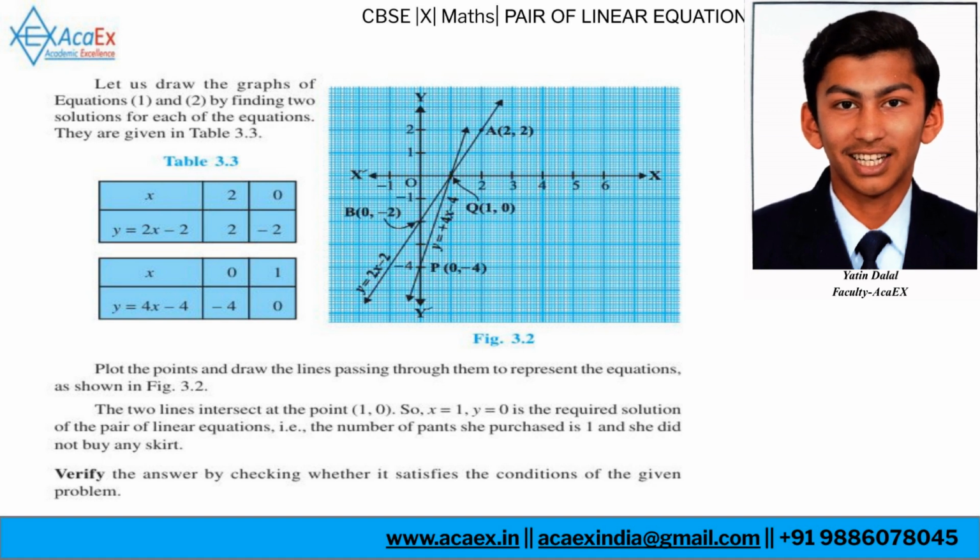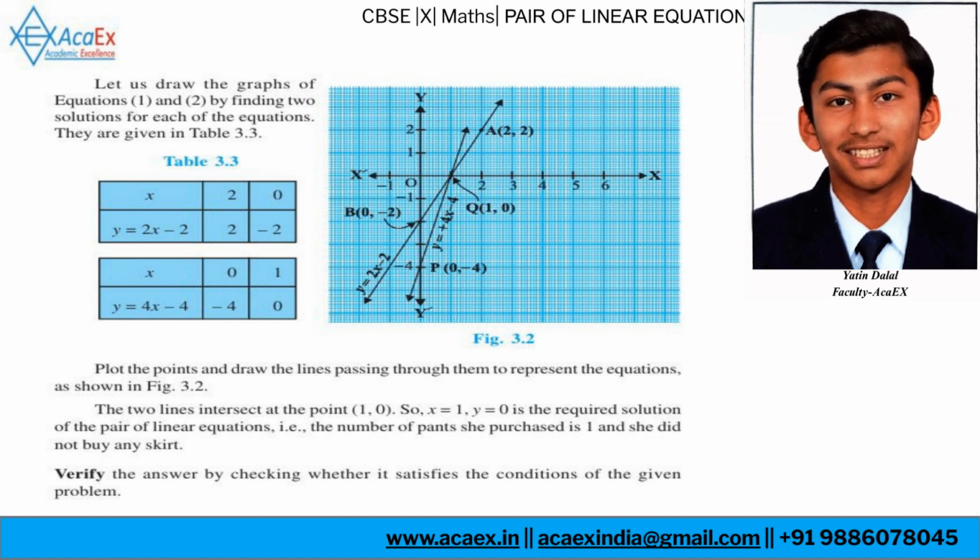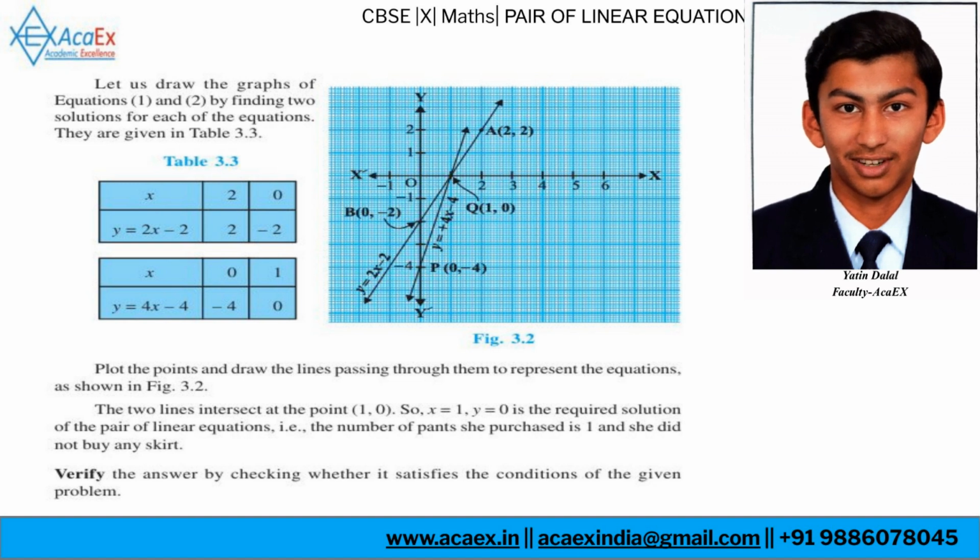The two lines intersect at the point (1, 0). This means the solution is x equals 1 and y equals 0. So, Kampa purchased one pair of pants and no skirts.